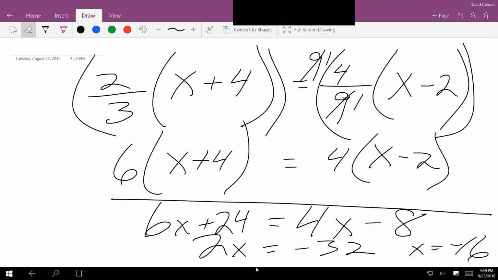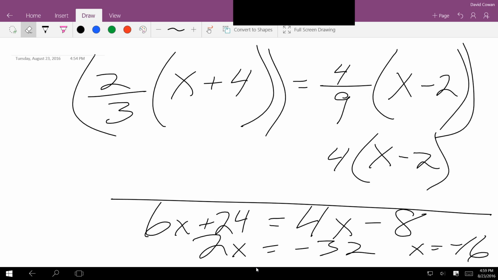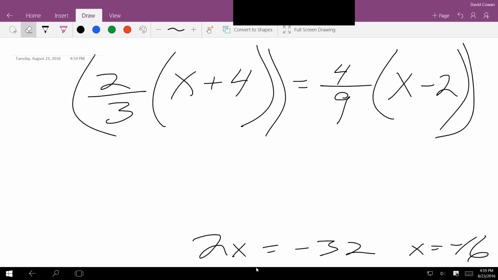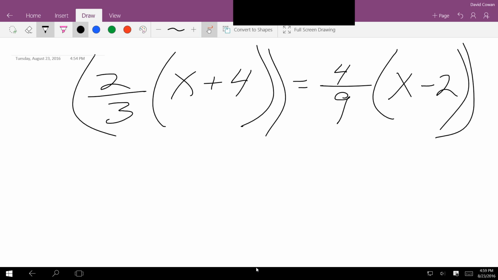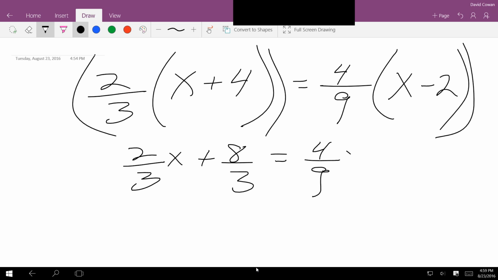In other words, if we go back and we don't notice that, wow, I can get rid of the denominators if I just multiply both sides by 9. If I do this the hard way, then I end up with 2/3 x plus 8/3 equals 4/9 x minus 8/9.